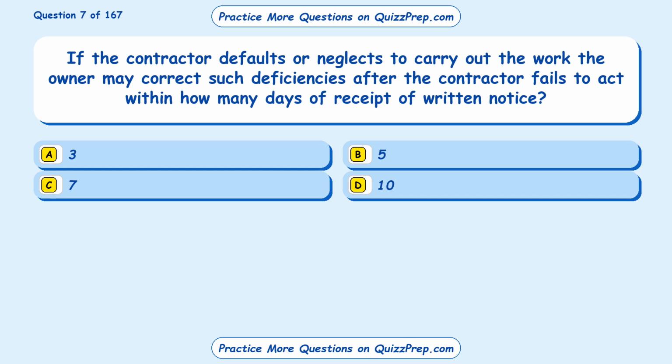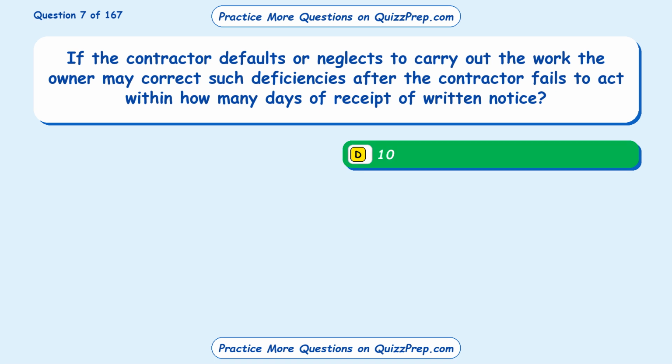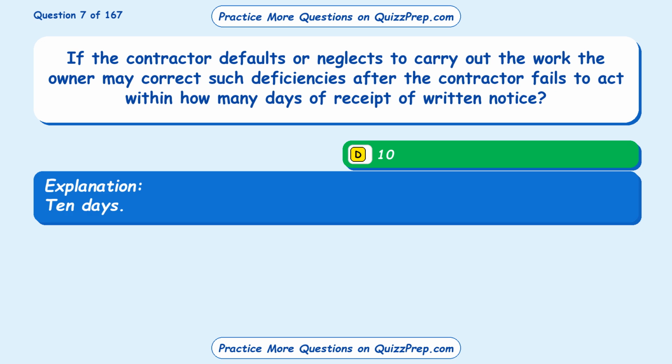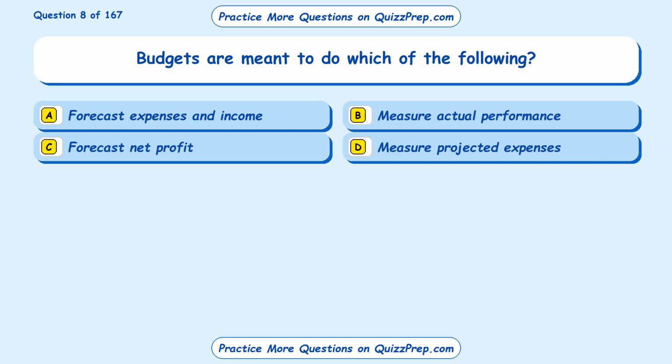Question 7. If the contractor defaults or neglects to carry out the work, the owner may correct such deficiencies after the contractor fails to act within how many days of receipt of written notice? Option A, 3. Option B, 5. Option C, 7. Option D, 10. The correct answer is option D, 10 days.